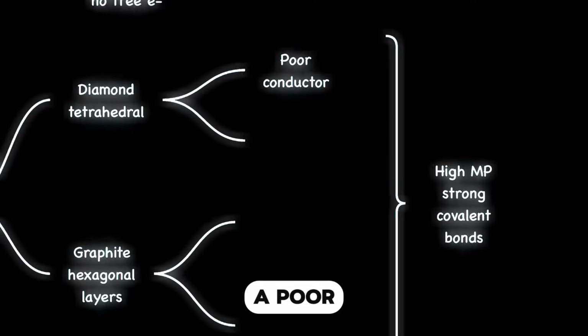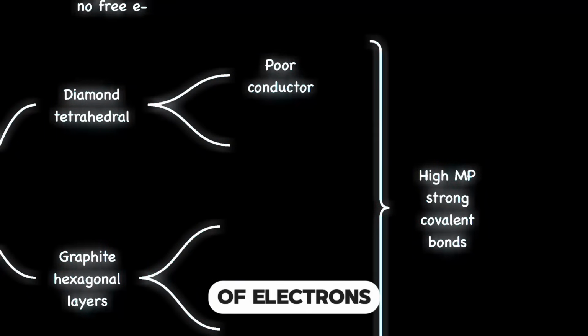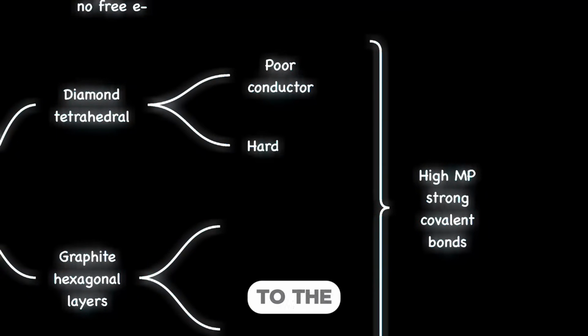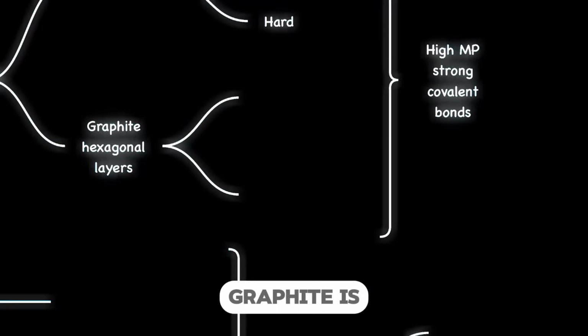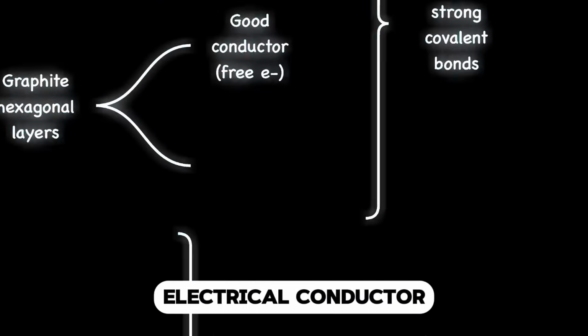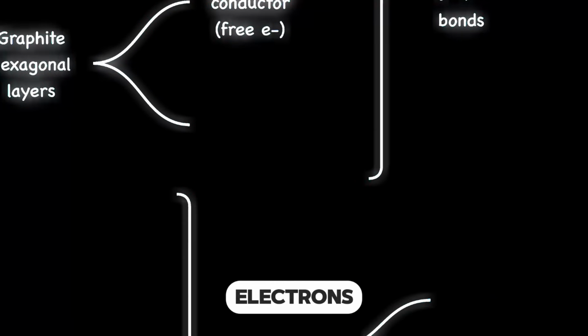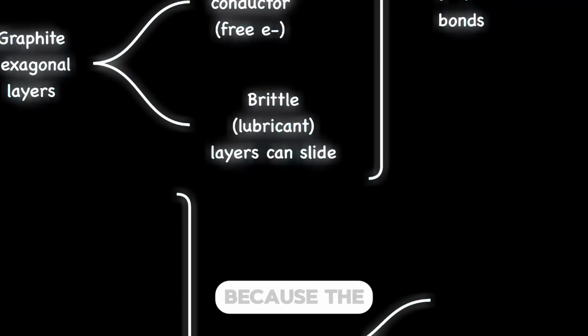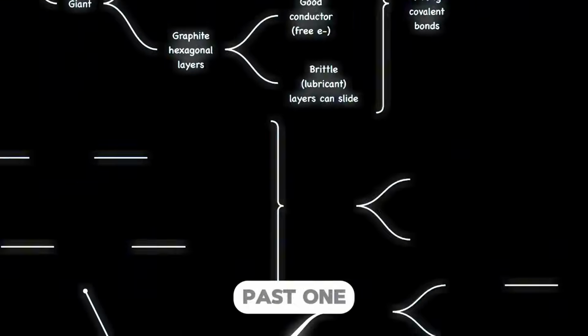Diamond is a poor conductor due to the lack of electrons. Diamond is hard due to the strong covalent bonds. Graphite is a good electrical conductor due to the presence of mobile electrons. Unlike diamond, graphite is brittle because the hexagonal layers can slide past one another.